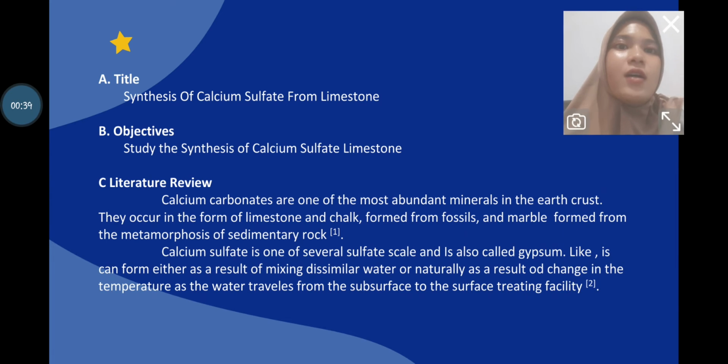Literature review: calcium carbonates are one of the most abundant minerals in the Earth's crust. They occur in the form of limestone and chalk, formed from fossils, and marble, formed from the metamorphosis of sedimentary rock. Calcium sulfate is one of several sulfate scales and is also called gypsum. It can form either as a result of mixing dissimilar water or naturally as a result of change in the temperature as the water travels from the subsurface to the surface treating facility.